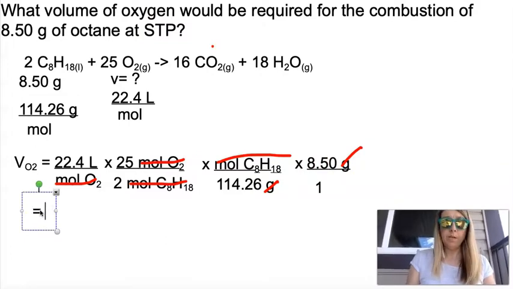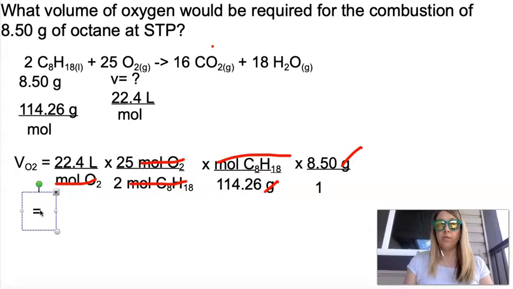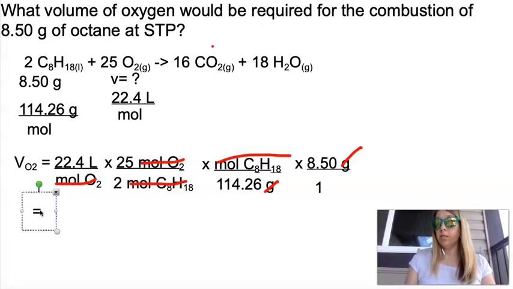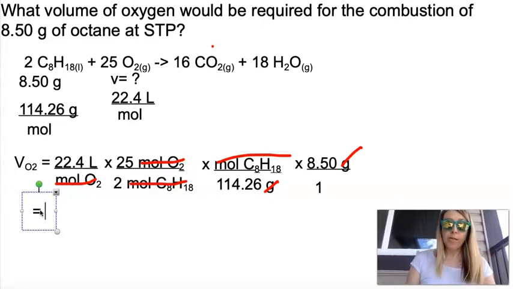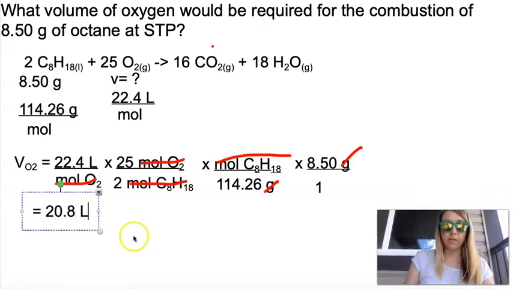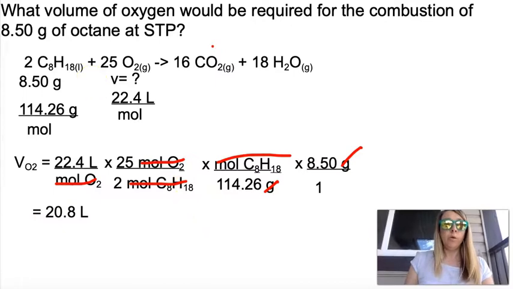Okay, so type that in our calculator, 22.4 times 25 divided by 2 divided by 114.26 times 8.5, and we should get 20.8 liters, okay? So those are your 3 kinds of gas stoich.